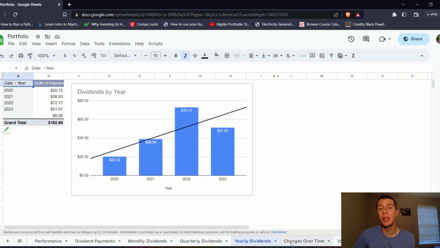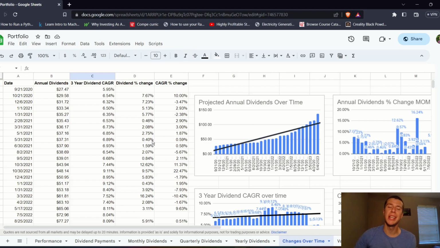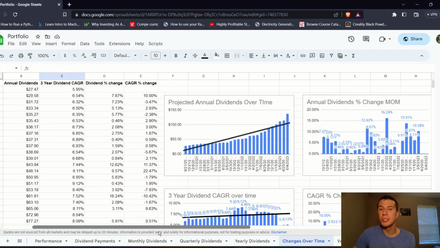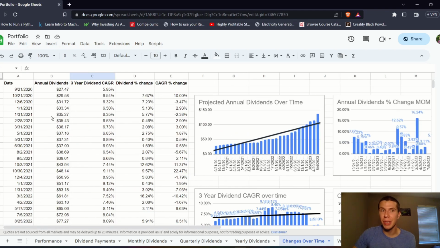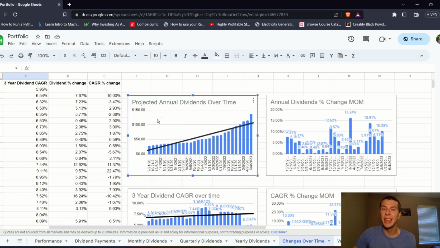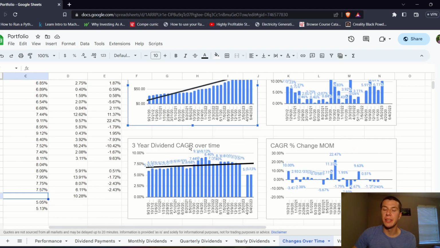And then this changes over time tab. It's similar to the value over time that we discussed earlier. I made this a really long time ago, and the script is still set up and running, so I haven't really messed with it, but I almost never look at it. It's just something I have. So it's a similar concept. It lists out the annual dividends and dividend CAGR every single month, and then it charts it here so we can see the annual dividends and dividend CAGR every month and see the progression there.